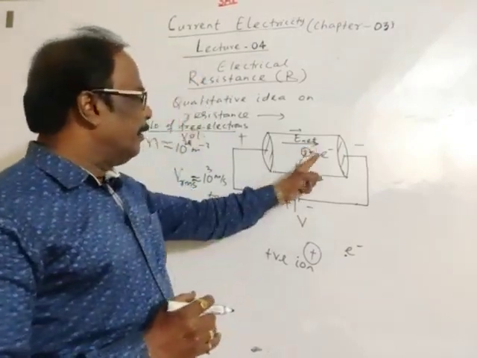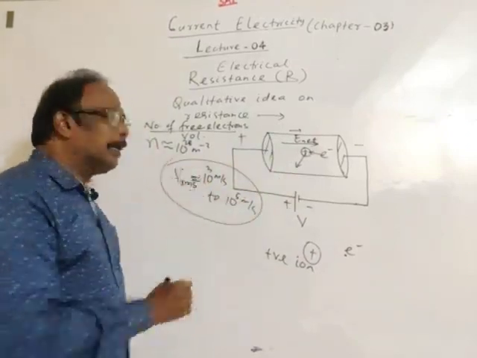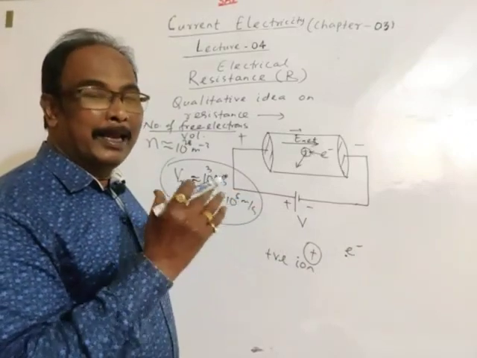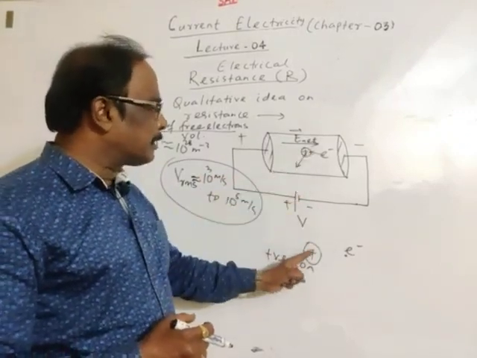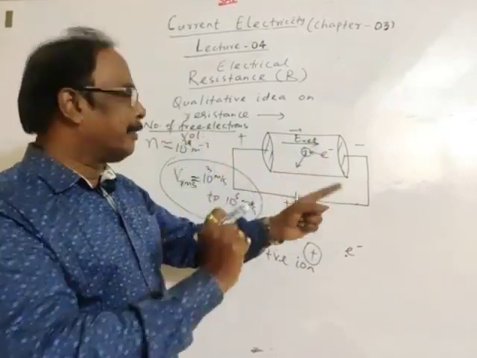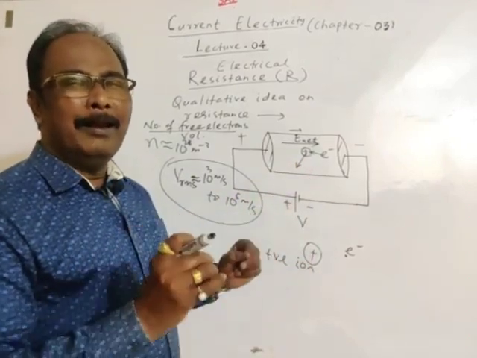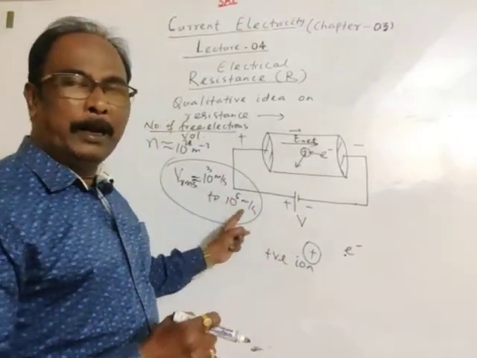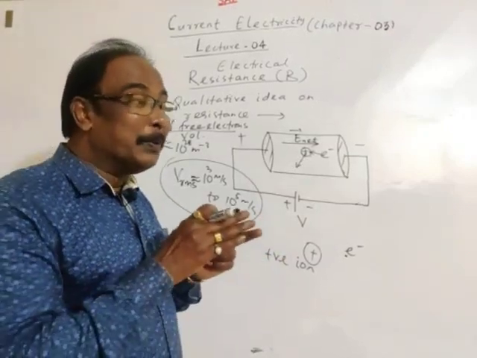Before the conductor is connected between terminals of a cell, the electrons move randomly with tremendously high speed. But when the conductor is connected, free electrons tend to move and collide against the rest of the atoms. When the electrons collide, they lose kinetic energy, which means the speed of electrons decreases, and electrons move slowly.